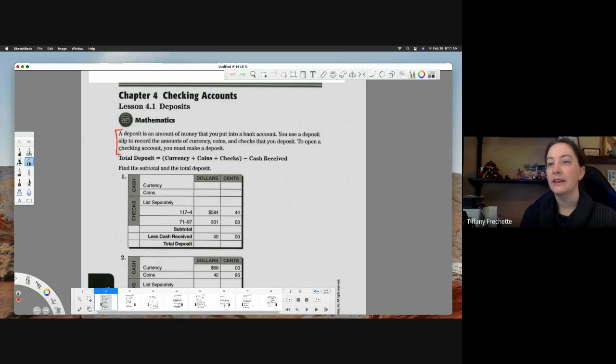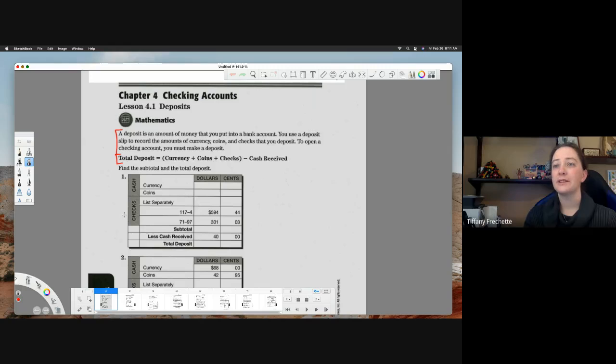Then they give you a formula right there. Total deposit equals currency, coins, and checks, all added together, so the sum of all of these things, minus cash received. I'm hoping so far this doesn't sound too crazy to anybody. We're just going to add all the money up that we're putting into the account, and then if we want cash back, we need to take that away from the deposit because we're getting that back, right?